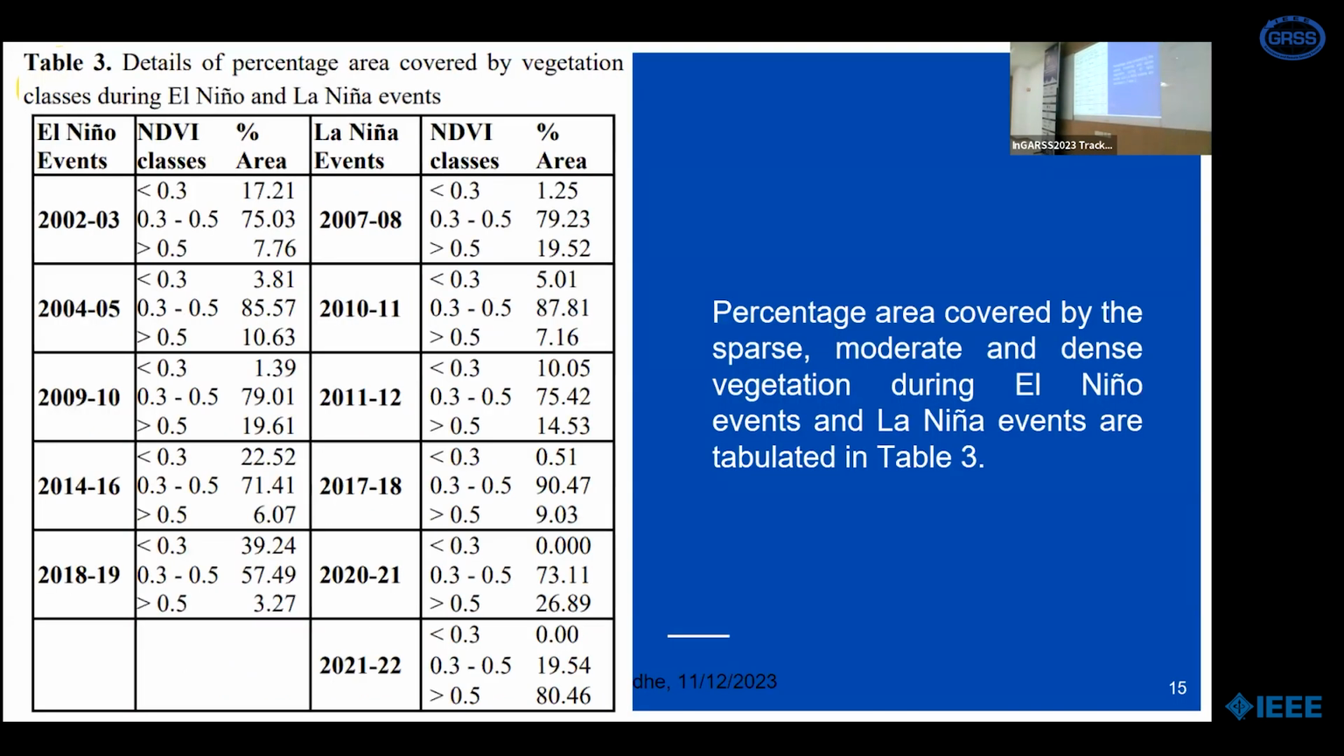So these are the percentage areas within the study area, calculated for each class. Here we can see that in both El Nino and La Nina events, the major area is covered with moderate NDVI. But in El Nino events, we can see that sparse vegetation has the maximum area as compared to the La Nina events.